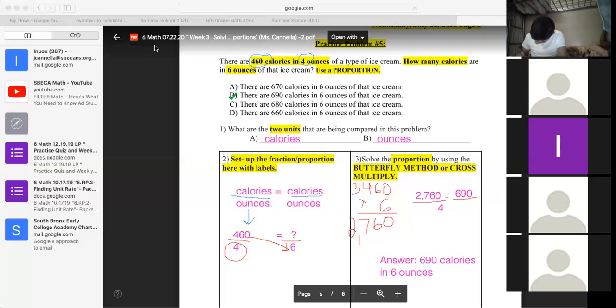So 690 times 6 is going to give me 2,760. I actually am looking at this question and I made a mistake. You're supposed to actually find the unit rate, which is 690. Then you're supposed to take 690 times 6. I made a mistake here, but I didn't catch it when I wrote this a few months ago, but that's okay.